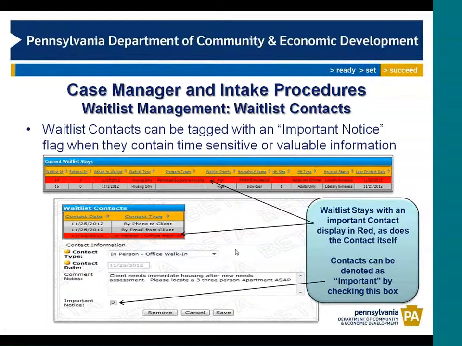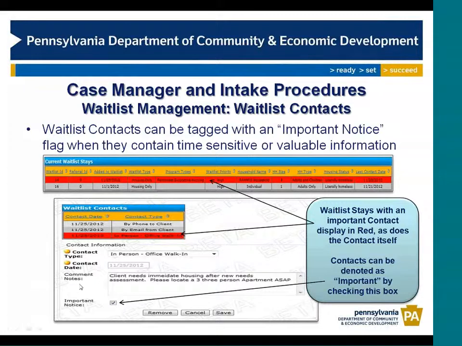It can be used, say you enter important information that you want to disseminate to other agency staff. You can use this option so that when other people look at it, the red is flashing right at them, they'll know to come to this contact and be provided with that new important information. That contact information as well as the entire record will remain bright red until the important notice box is unchecked.